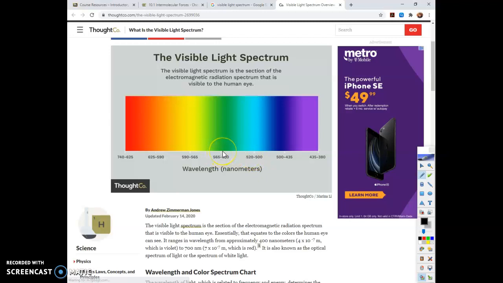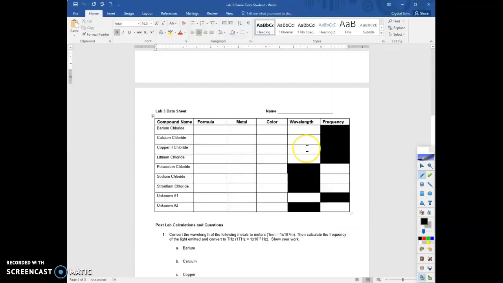For instance, if you had a true green color, then it's in this range right here. So we would say it's somewhere around 530 to 540. If you had red, it would be 740. If you had purple, it would be 380. So the wavelength is going to be whatever you can closely match your color to here. And notice that the wavelength is given in nanometers. So when you record on your sheet, you're going to make sure that you record this here in nanometers.